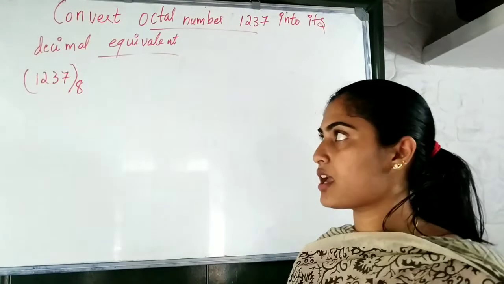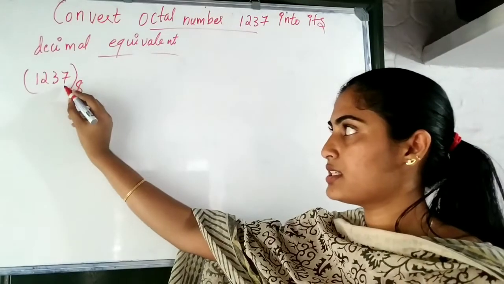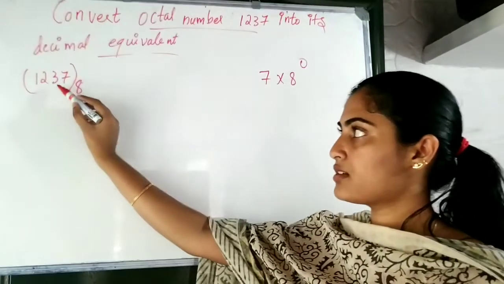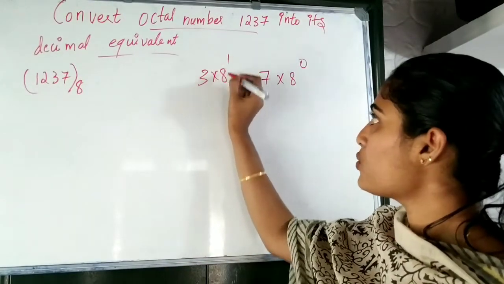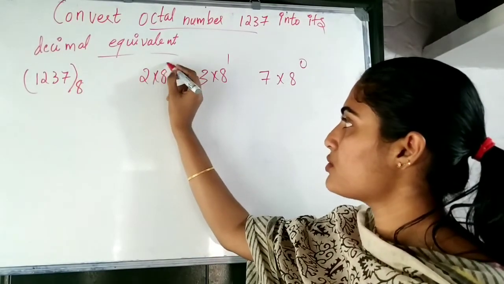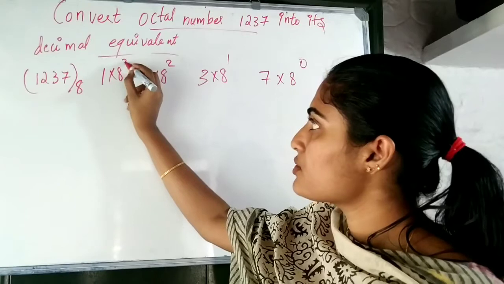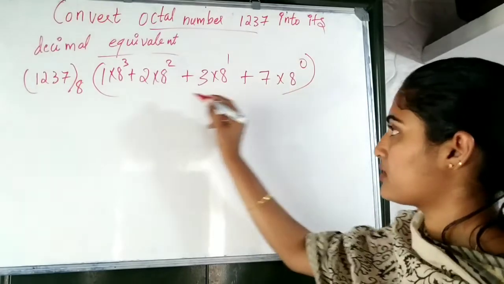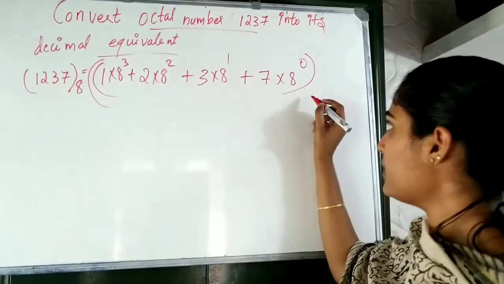Let us see how we can convert this octal number into its decimal form. First, taking the digit at the units position, that is 7 into 8 raised to 0. The next digit is at the tens position, that is 3 into 8 raised to 1. For the digit at the hundreds position, 2 into 8 raised to 2. For the digit at the thousands position, 1 into 8 raised to 3. We add all these terms and put a bracket. Since we are converting into decimal form, the subscript will be 10.